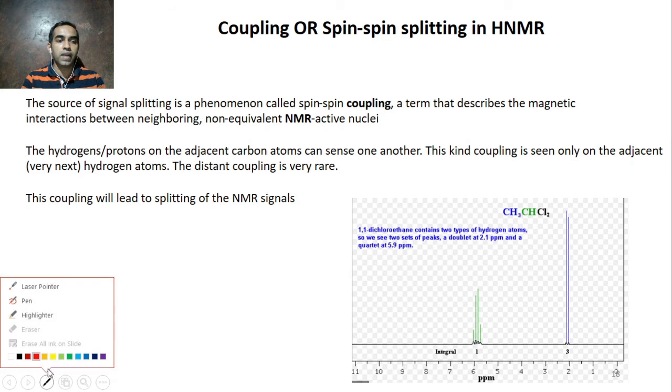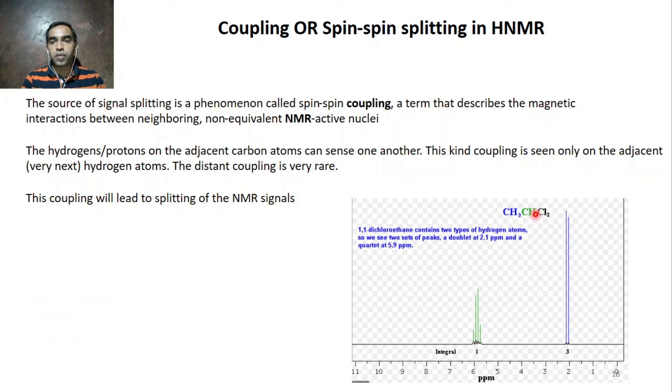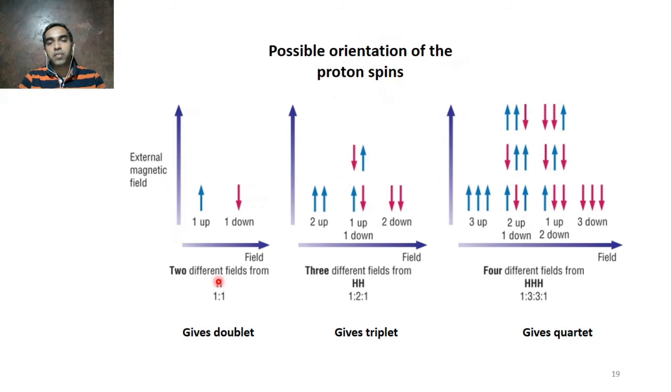And how does the splitting pattern happen? There are 2 sets of non-equivalent protons here. These 3 equivalent protons are split by this proton. How many protons are here? 1 proton. So these 3 protons are split into 2. And this proton is split by these 3, plus 1, which is 4. It's very easy. So there is something called the n plus 1 rule.